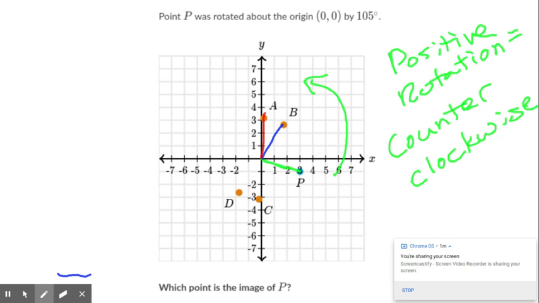Well, I hope you'd agree 105 is greater than 90. B looks like it's less than 90. To get to A would be my 105 degree rotation. So my correct answer here is A.